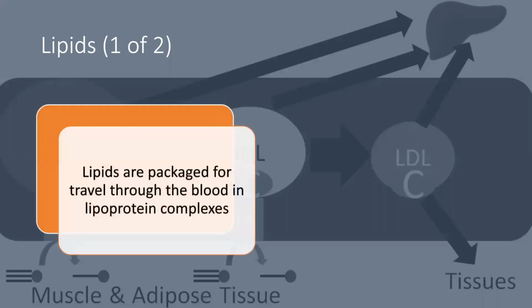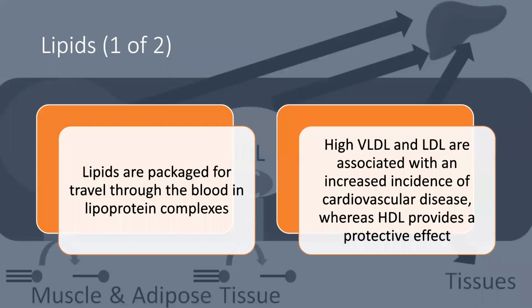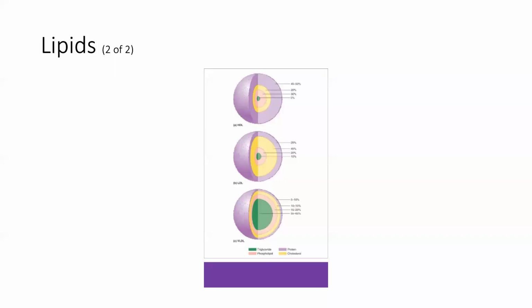The lipids are packaged for travel through the blood in lipoprotein complexes. High VLDL and LDL are associated with an increased incidence of cardiovascular disease, whereas HDL provides a protective effect. VLDL is very low density lipoprotein, LDL is low density lipoprotein, and HDL is high density lipoprotein.